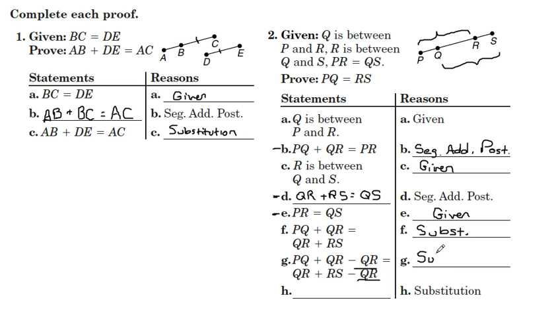So here we're applying the subtraction property. If you subtract from one side of an equation, you subtract from the other. And then finally, our last statement is what we're trying to prove, and it follows from G. After you cancel out the QRs, you are left with PQ equal to RS. And there you go.